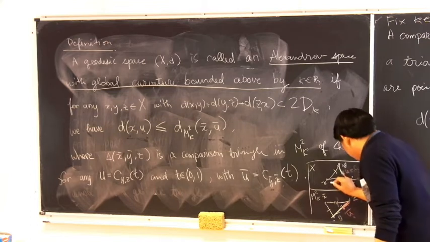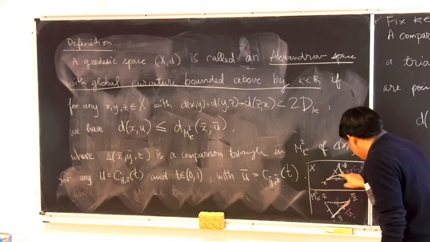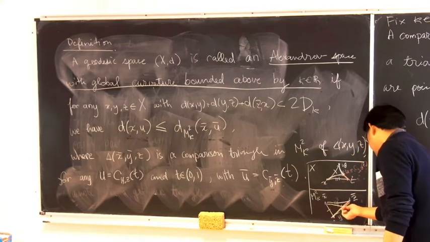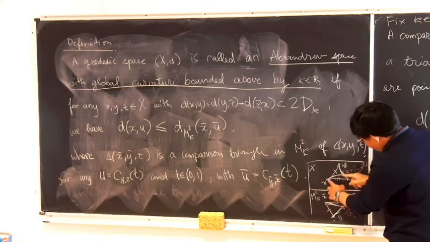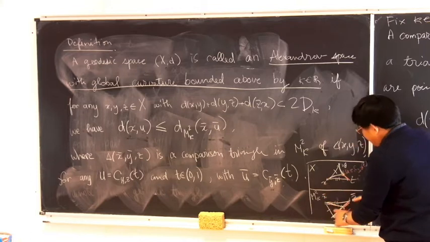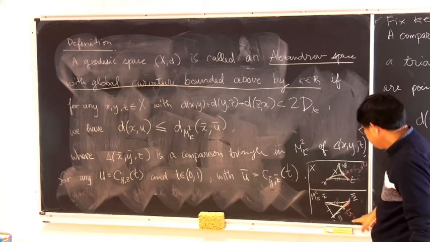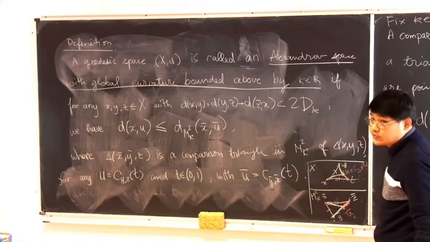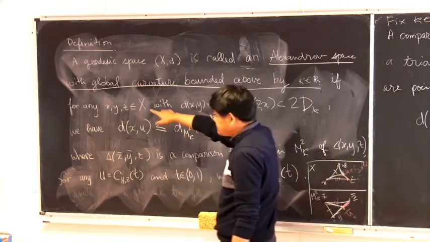So this is the kind of distance that you want to measure, this white curve, and x bar u bar is something like this. Okay, so if you compare the length of this curve with this curve, the length of the curve in x has to be less than or equal to the length in the model space, and this has to hold true for any pair of x, y, and z.